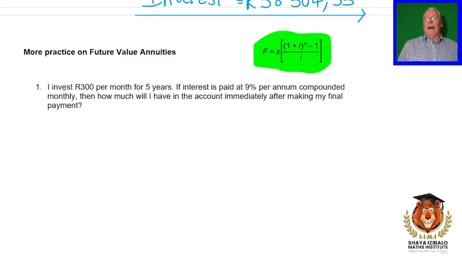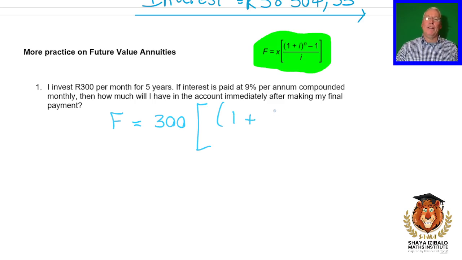Right, so this one, I invest 300 Rand per month for 5 years, right? Interest is paid at 9% per annum compounded monthly. How much will I have in the account immediately after my final payment? Well, that's just the straightforward use of this formula. F equals X. Our X is going to be 300. That's my monthly investment. Open brackets 1 plus.